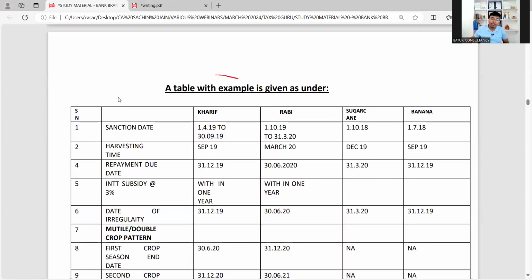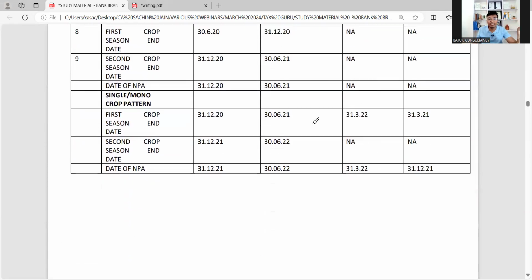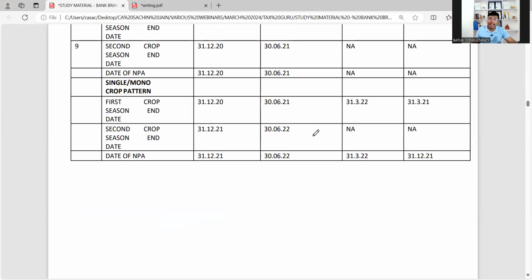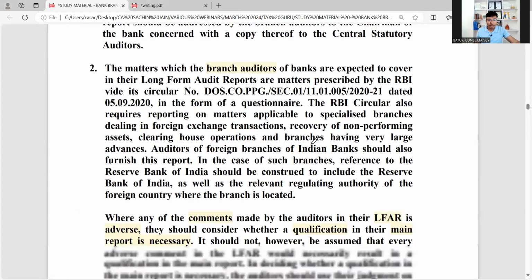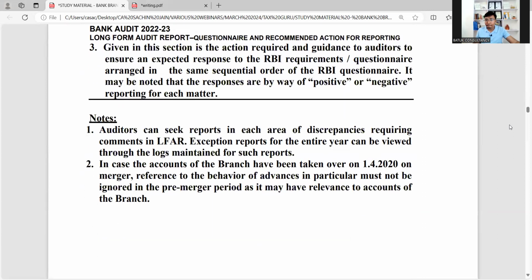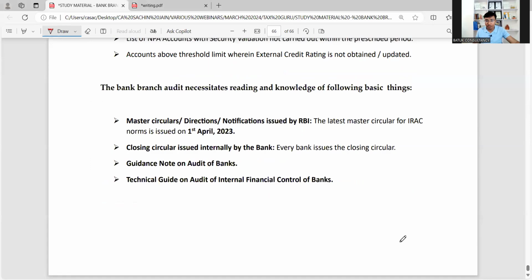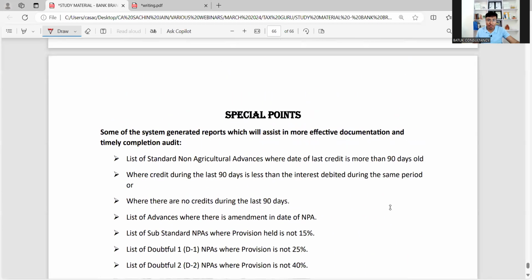This is an example which is given for the KCC. For that purpose, I will provide you one short video. When you check this particular example, you can easily identify it, or I will provide you one video for the calculation regarding this KCC, so that it will be easier for you. Now I have certain important points I just want to discuss.